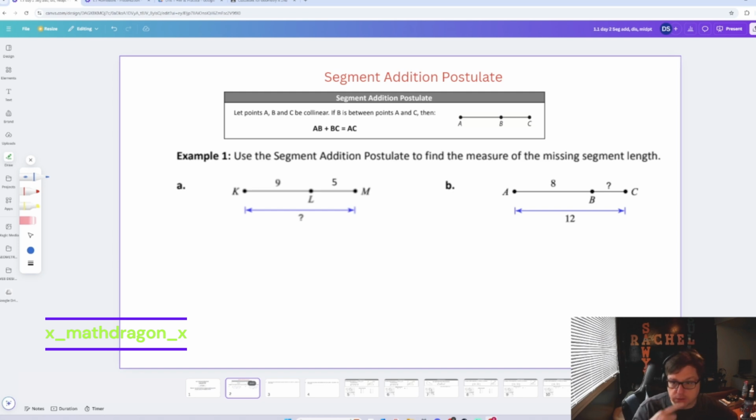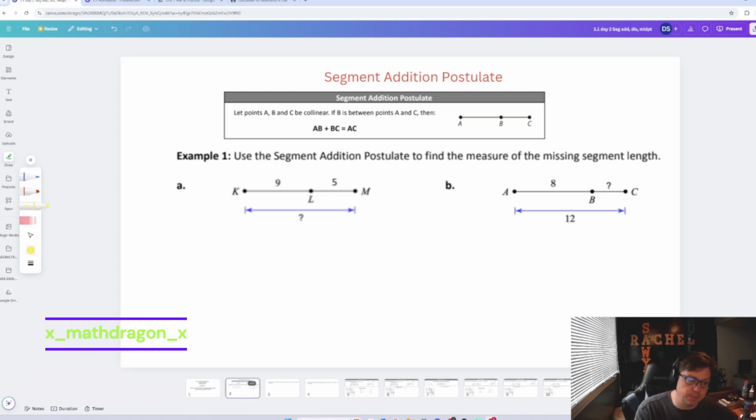So when we do this, what is the first piece? We're going to look at this picture and say the first piece is going to be from K to L. Then we are going to add our second piece, which is this one right here. We start at L and we go to M. So this is going to be L to M. And then at the very end, we're going to equal the whole thing.